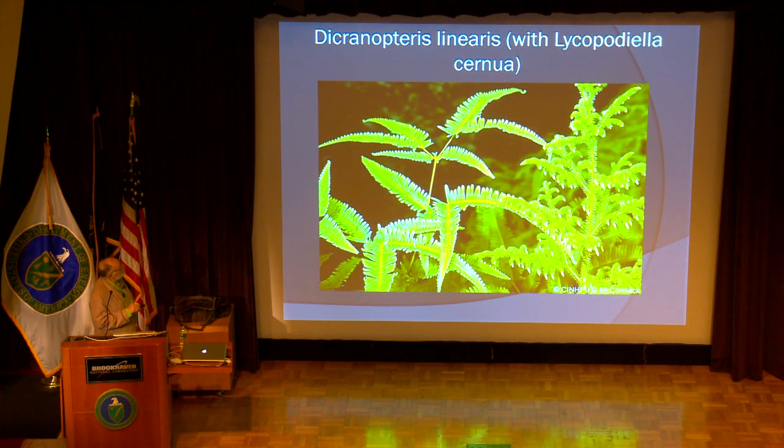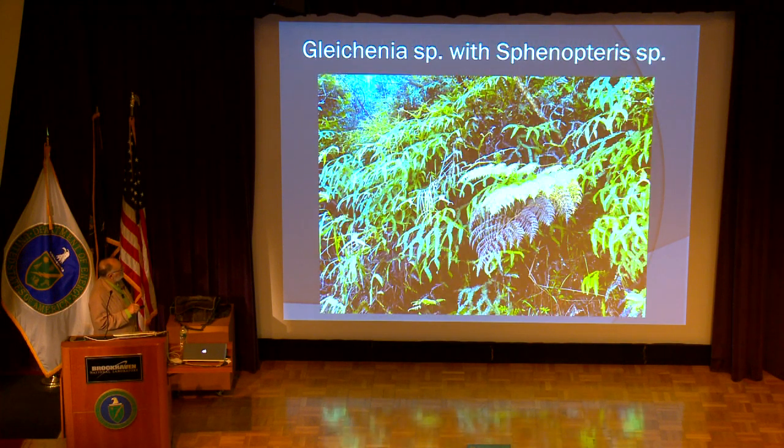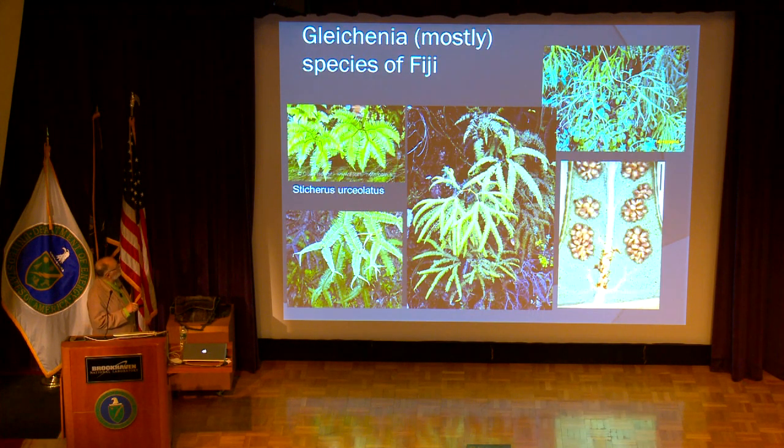Here's Dicranopteris with a Lycopodium, which is the Gleicheniales. Here's the roadside with Gleichenia and another fern, Sphenomeris, over here. This is what you see all over the tropics, by the way, on the roadsides. Here's Gleichenia, mostly species of Fiji. So many of them, just like our Polypodiaceae here, and the clusters of sporangia and sori, peculiar sori.